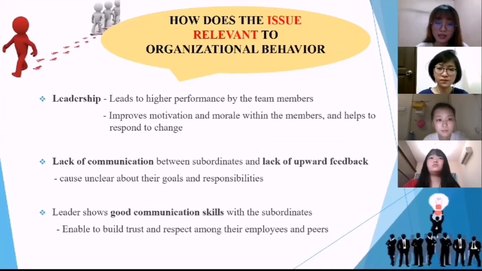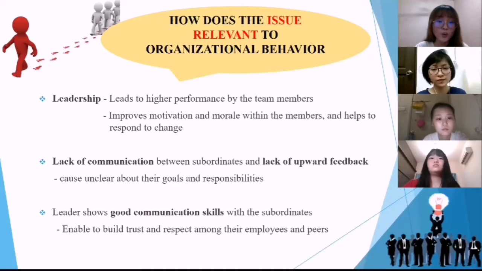We know that leaders usually face some challenges and problems in the workplace. For example, workplace leadership issues include lack of communication between subordinates and lack of outward feedback, which will cause them to be unclear about goals and responsibility in the workplace.